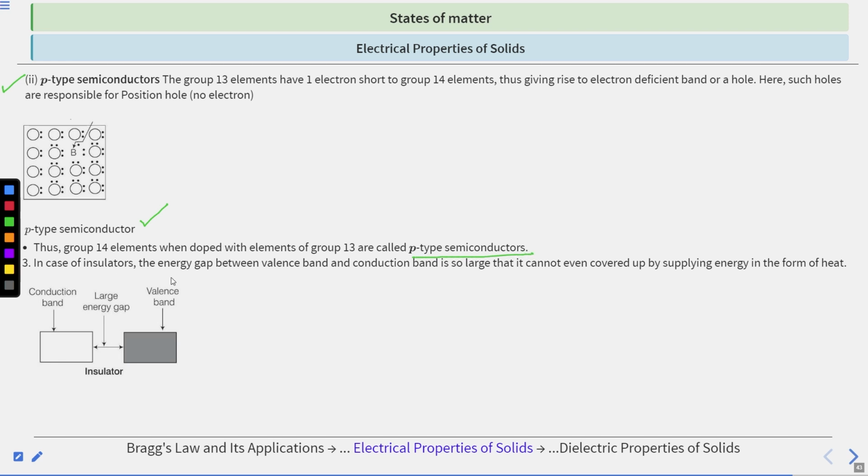In case of an insulator, the energy gap between the valence band and the conduction band is so large that it cannot even be covered by supplying energy in the form of heat. You can see here.